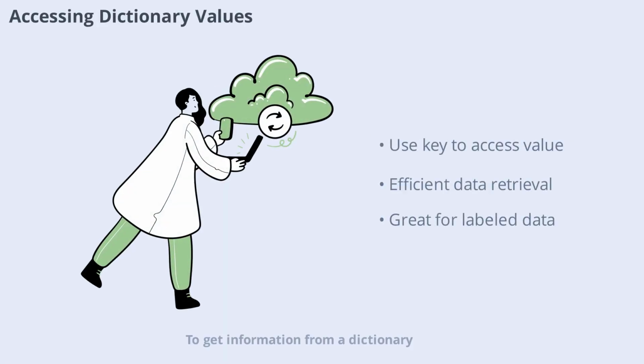To get information from a dictionary, you use the key associated with the value you want. For example, if you have a dictionary of names and phone numbers, you can look up a phone number by providing the name as the key. This makes dictionaries very efficient for finding specific pieces of information quickly.